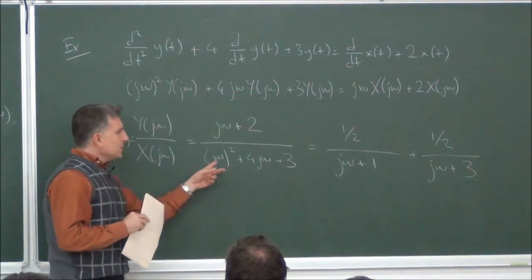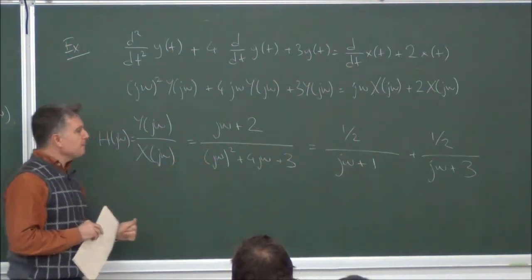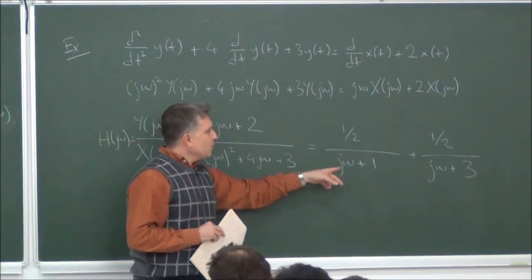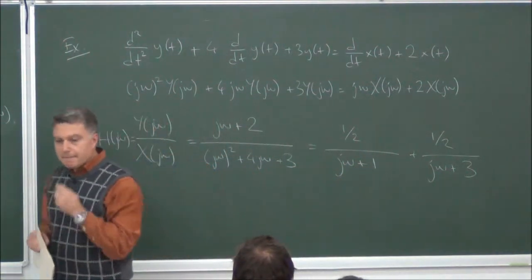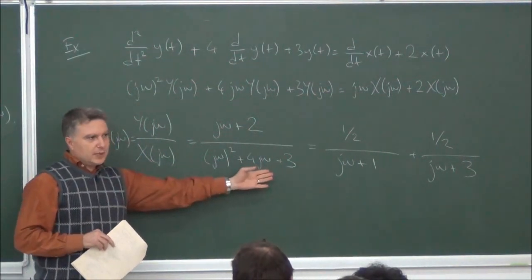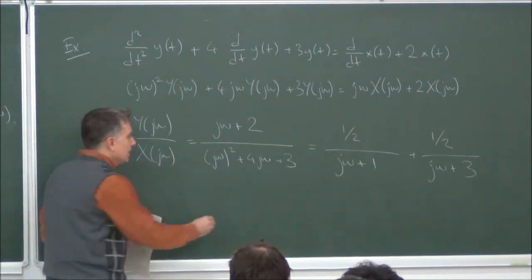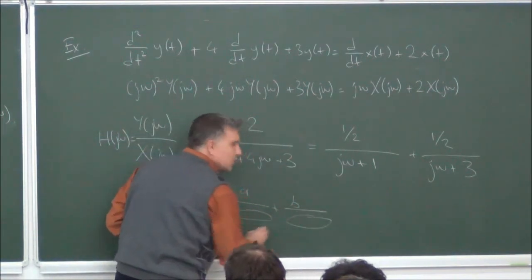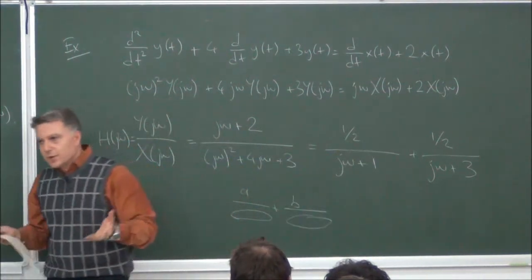If you're not very comfortable with j omega, just put an s and then split it in that sense, okay? This expression is equal to a half of 1 over j omega plus 1 plus a half of 1 over j omega plus 3. But how do I do that? You find it by finding the roots of the denominator. You just need to find the roots of this thing and write it like this: a over the first root plus b over the second root, and then find a and b. And a and b will be 1 over 2 and 1 over 2, for example, technically.